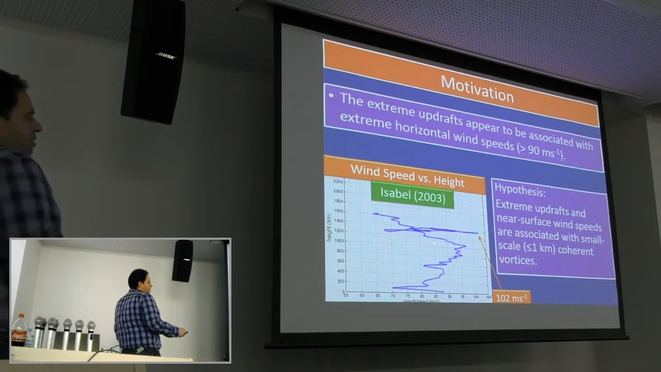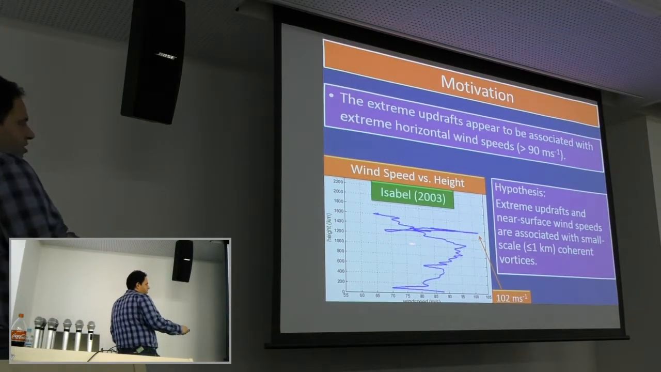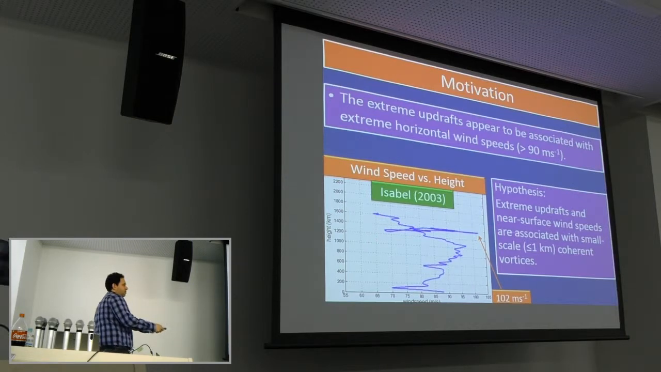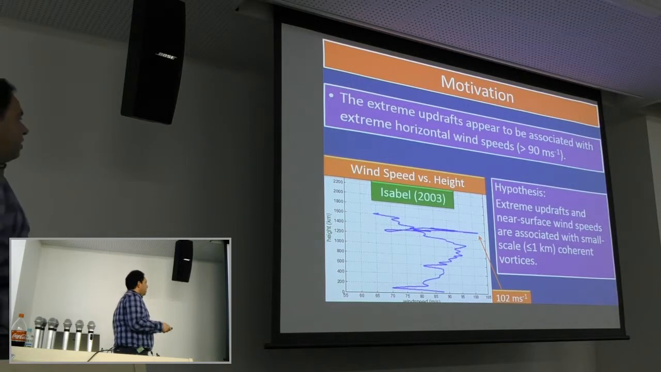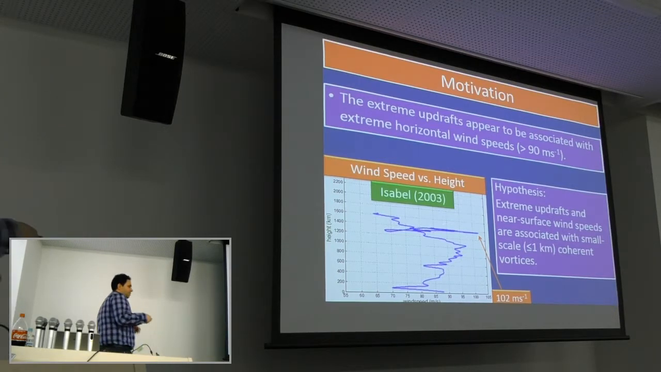So you get 102 meters per second here, but it also varies between 70 and 102 meters per second over a very small distance, either vertically or horizontally. And so this indicates there must be really strong vorticity here.